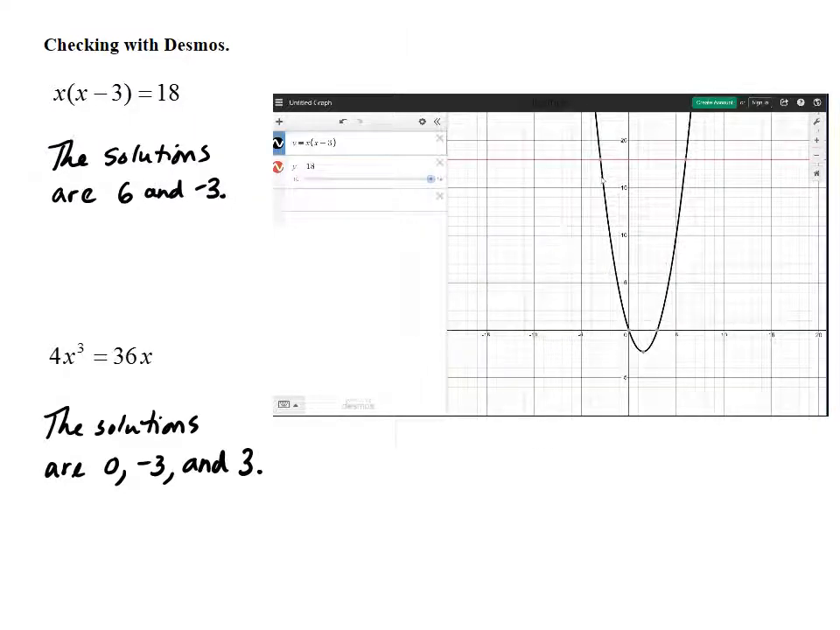So to see the intersections, if I click on one of the graphs, it will point out where I have intersection values, and I can click on them to actually see what those point values are. And notice the x values in those points, -3 and 6, match up with our solutions, because remember we were solving for x. So that checks the algebraic solutions that we got. Let's look at the next equation I have there on the left.